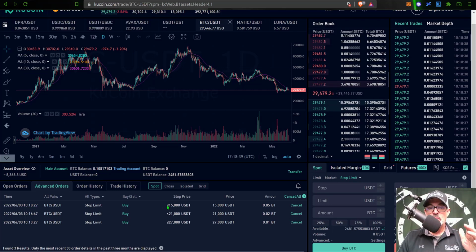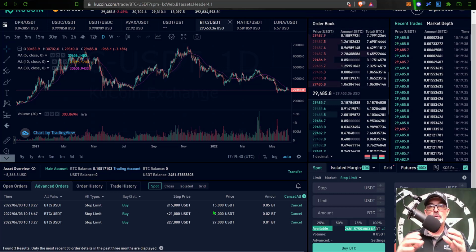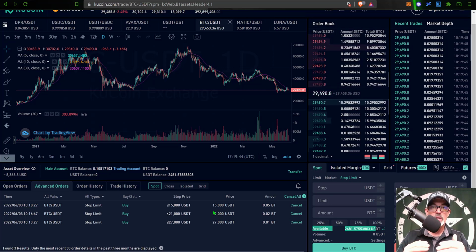I have my crash number at 15,000, I have my dump number at 21,000, and I have my buy the dip target at 27,000. And if you look over here at my available USDT balance, I still have 2,500 USDT available to me, at least until these levels are hit. And so these stop limit buy orders do not tie up your funds until that stop price is actually hit. At that point, an order will be placed to the order book on your behalf, and then that amount of USDT will be locked up in that actual order.